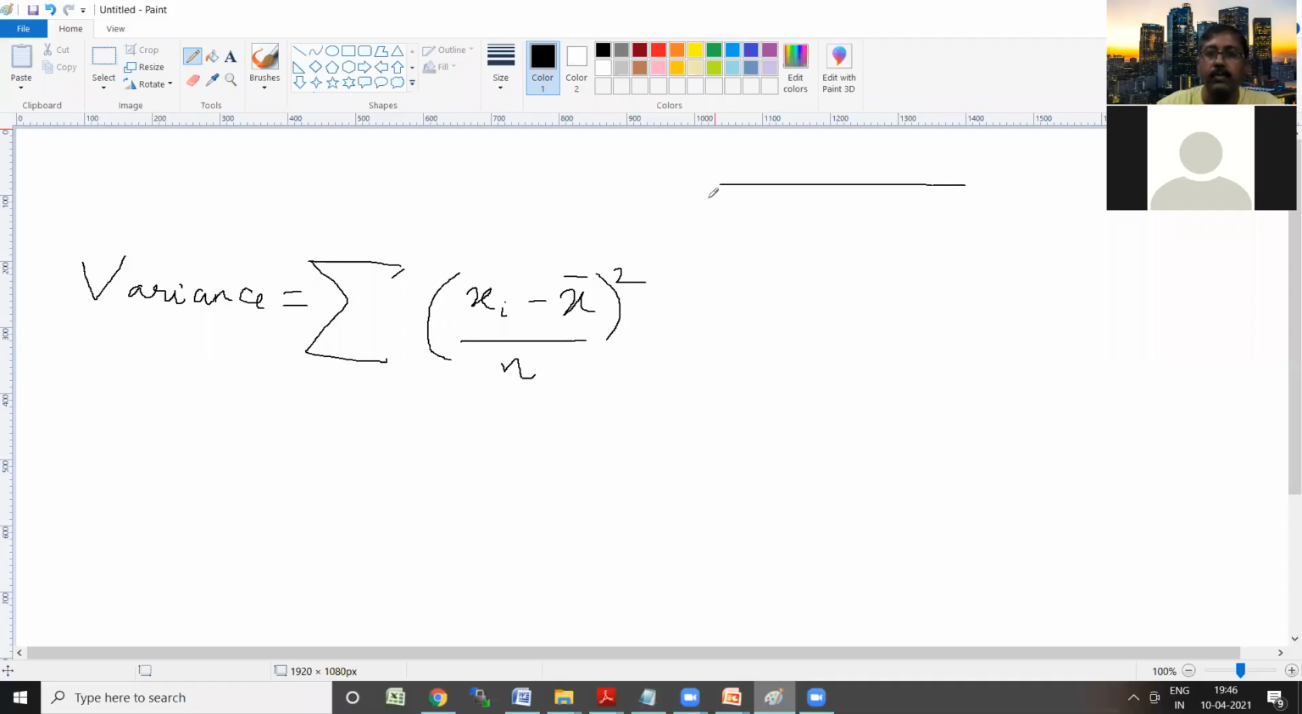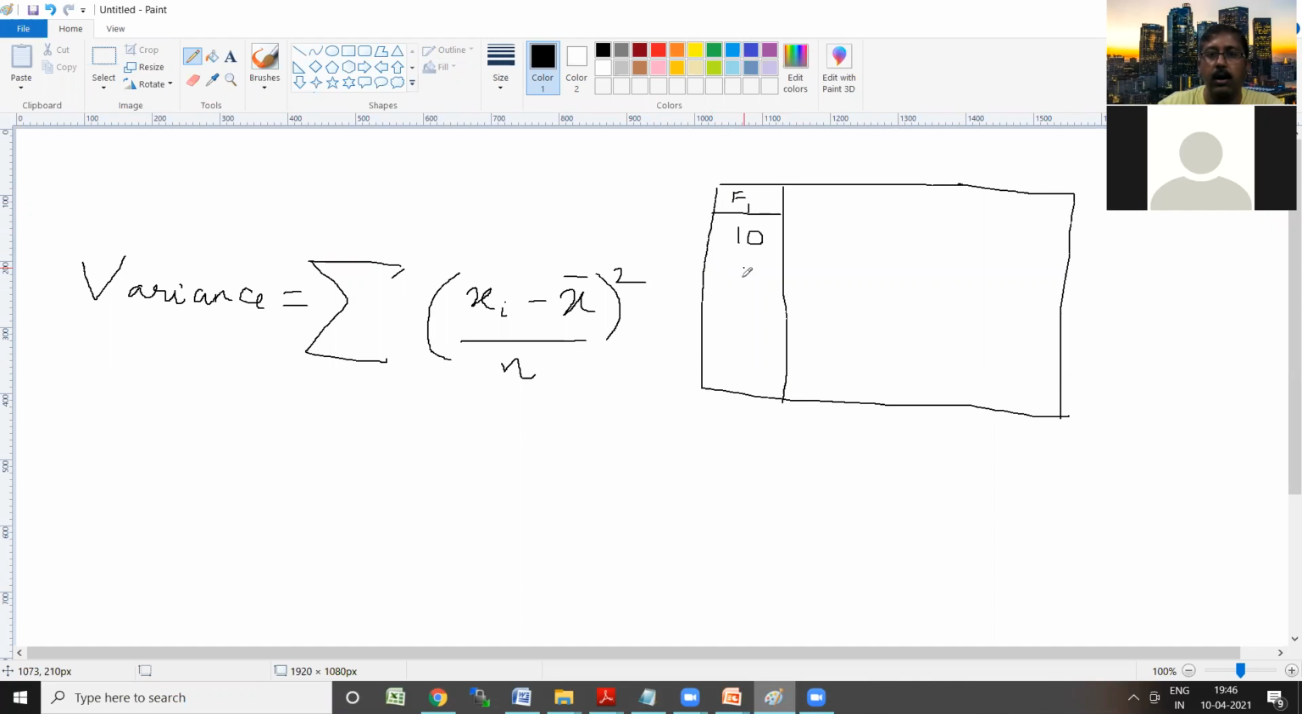Okay, so what we were talking about is, say I have a data set, and that data set consists of certain attributes. Say for example, the first attribute is f1, and that has a set of values, say 10, then 11, then 12, then 14, and then 16, and then 19. So there is a set of observations like this.